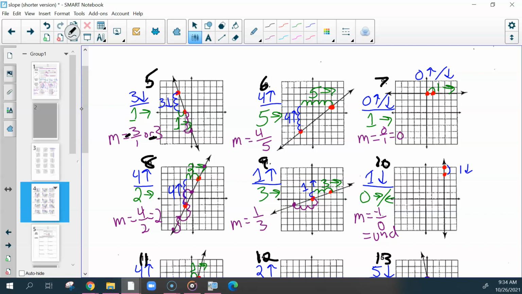So for number 5, I don't know if this point was there yet. So looking at this point to this point, if you're doing left to right, you would go down 3 and right 1. If you're doing the opposite, you would go up 3 and left 1. Either way, there's one negative thing in there. So you have negative 3 over 1, which simplifies to negative 3.